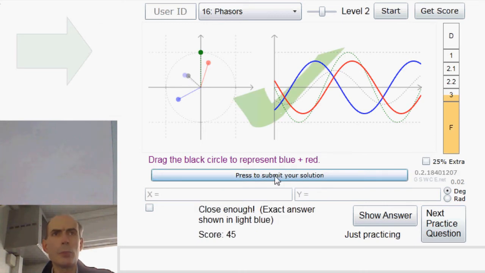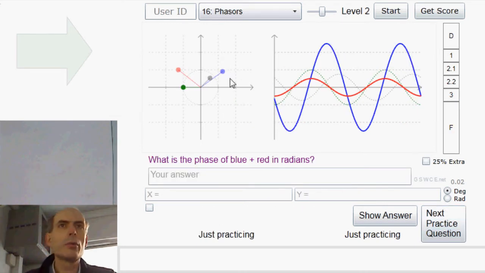Good. Next one. Another one here where we have the blue and the red waveforms, and we're being asked something about their sum, but this time it's not a case of dragging the black one to their sum. It's a case of answering what is the phase of the sum of them in radians. Well, again, the first stage is probably to find out what the sum is, and we could proceed by noting that the red is in phase with the green, but maybe half its amplitude. So I would put the red phasor around about there.